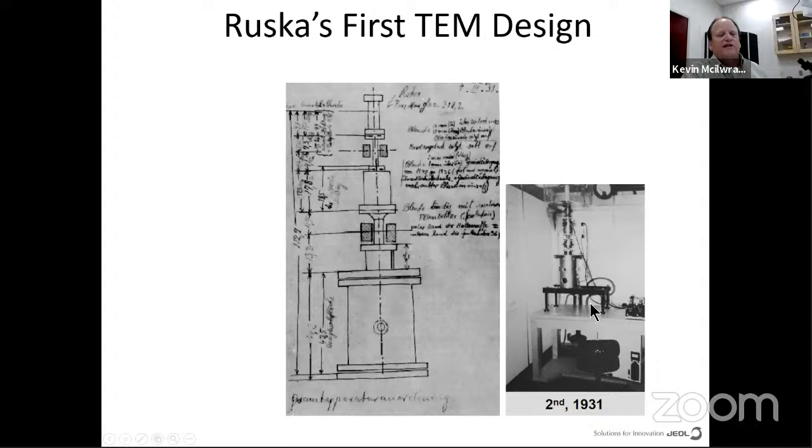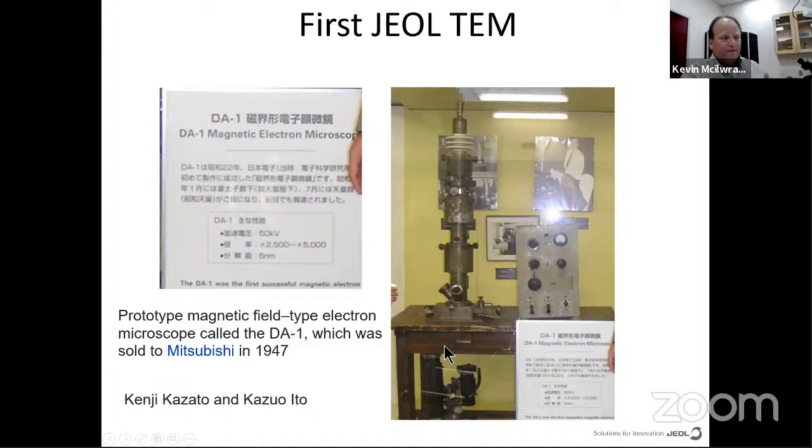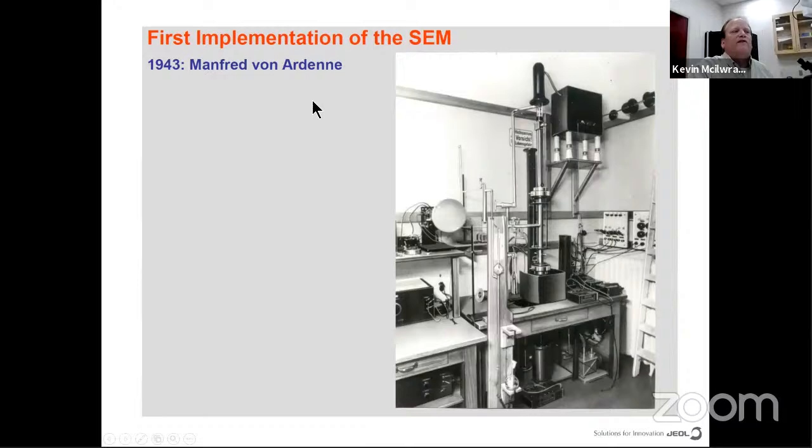It's 1931. This was actually the second TEM that Ruska made. The JEOL first microscope happens to be, there's one of these sitting in our demo lab in Japan, and it's got a wood table, and some used to have ashtrays, I heard, but a lot of things. So the first SEM was in 1943 with Manfred von Ardenne.